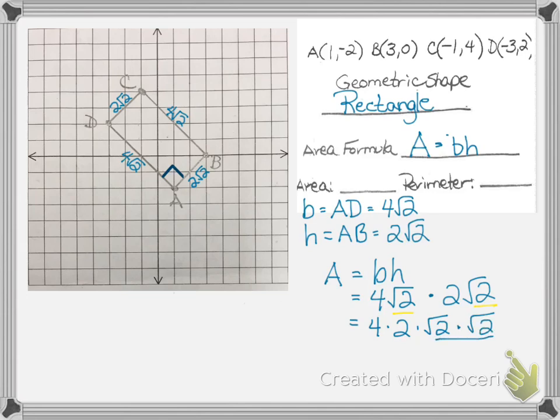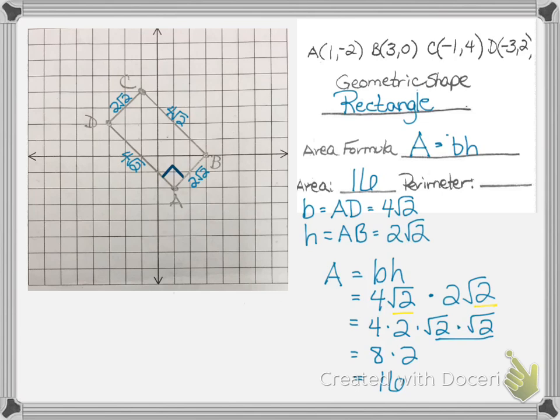See right there? That's what we want. So now we have 4 times 2, which is 8, and square root of 2 times square root of 2 is 2, and 8 times 2 is 16. So the area is 16. Now let's find the perimeter.